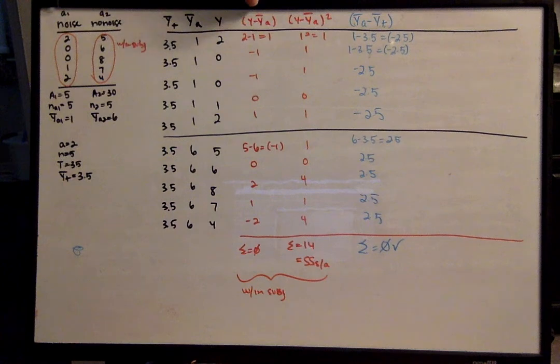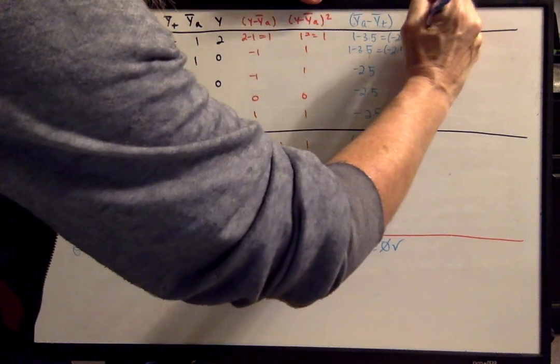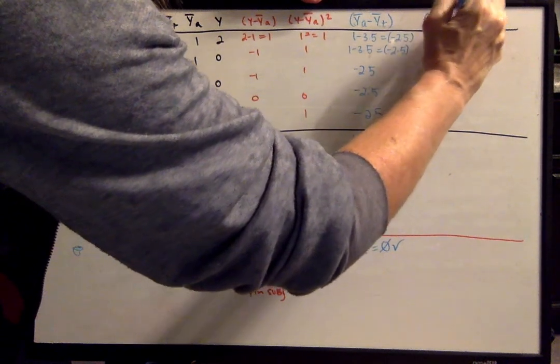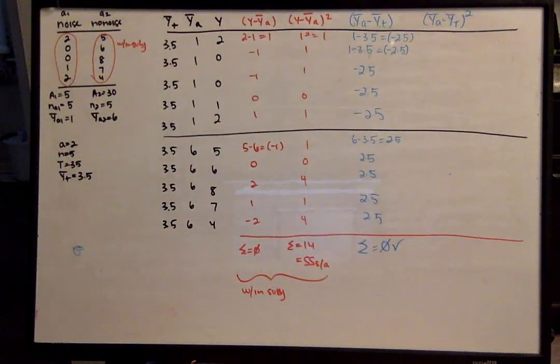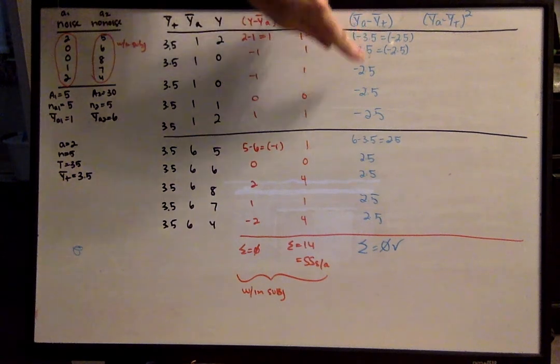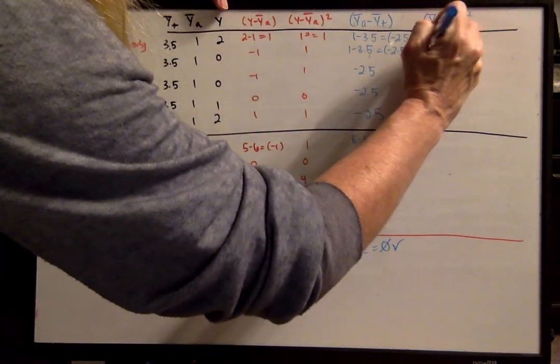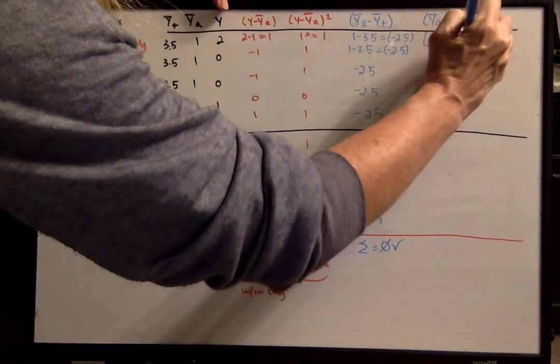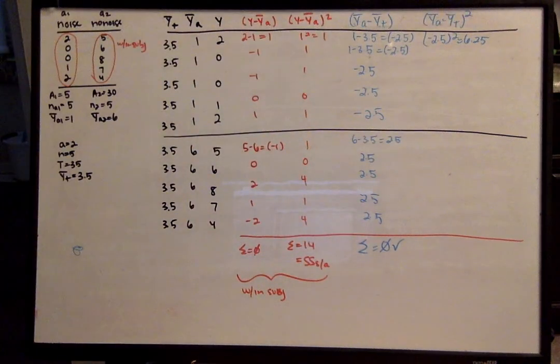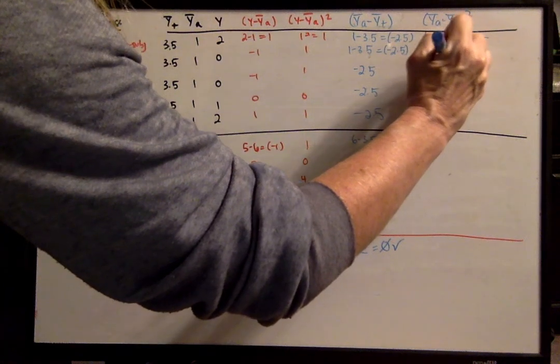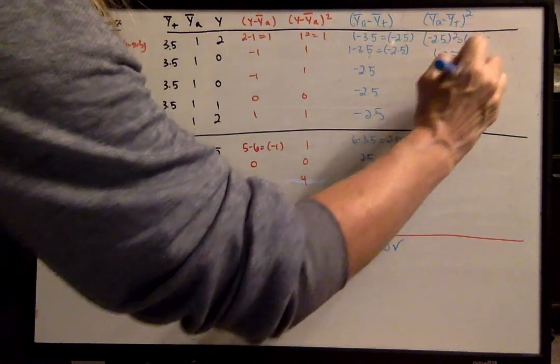The next step, some of you might be able to predict, is we are going to square those deviations. So we've got y bar A minus y bar T squared, just like we did with the within subjects. We're going to go through each one of these scores and square them. Negative 2.5 squared is 6.25. And again, these are all the same. So once we have the one, we have them all.